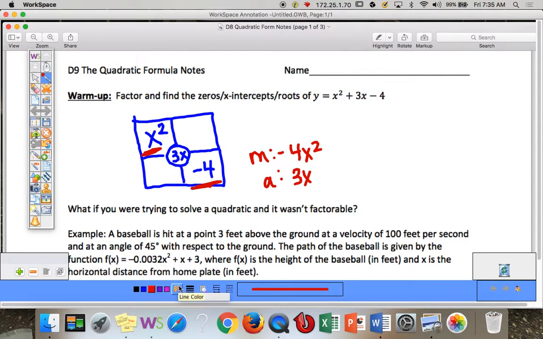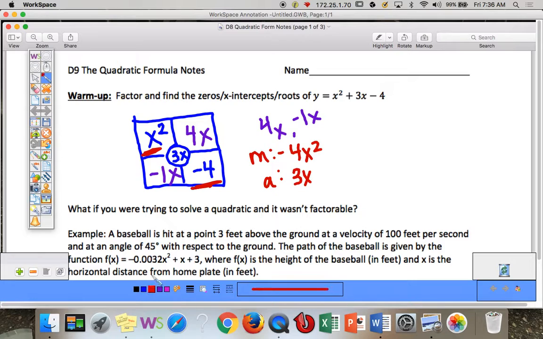So we start with the negative 4. What are some things that multiply to negative 4? Well, we could do 4 and negative 1, and we have to check, do they add to 3? And they do. So we'll put the x's here, and we have our 4x and our negative 1x in either order in the corners.